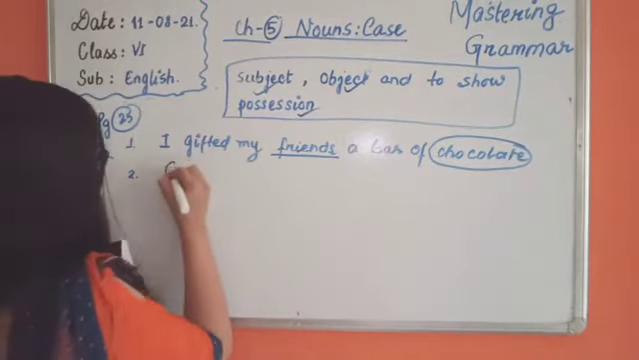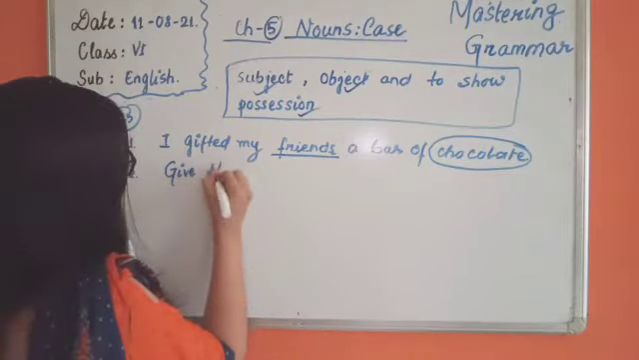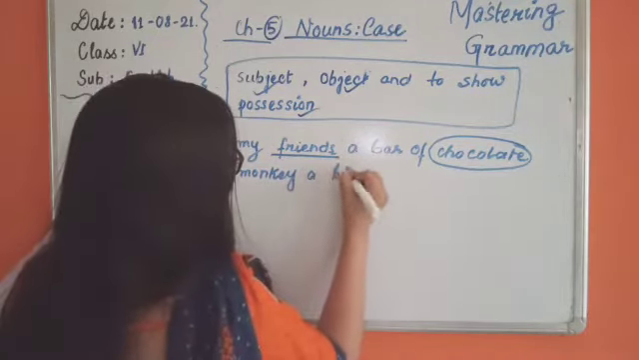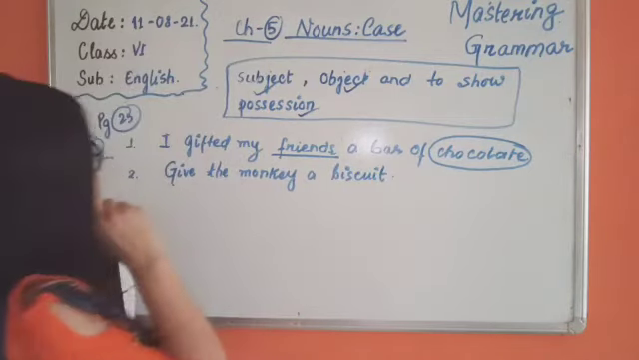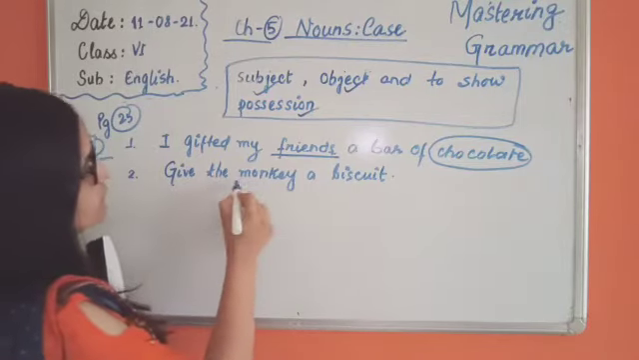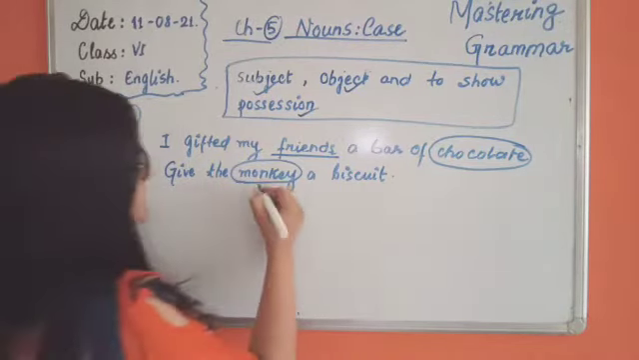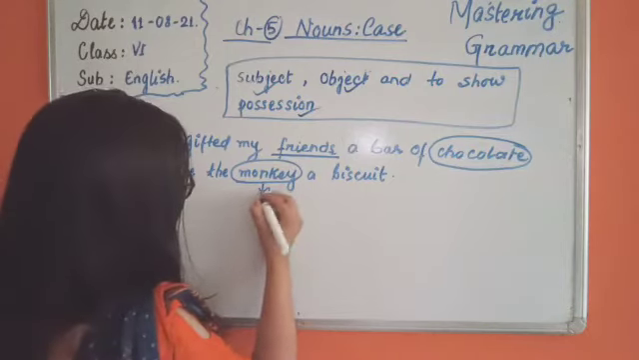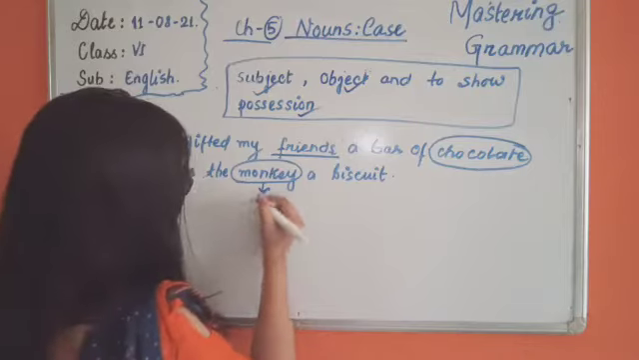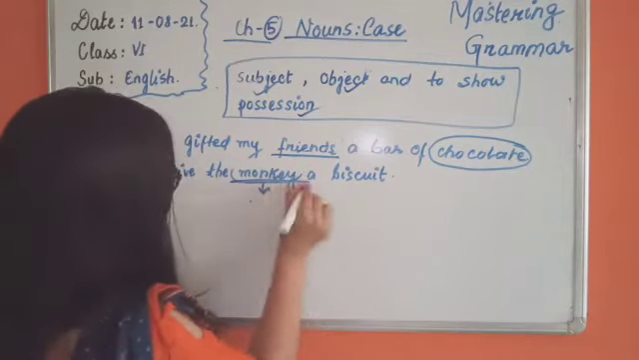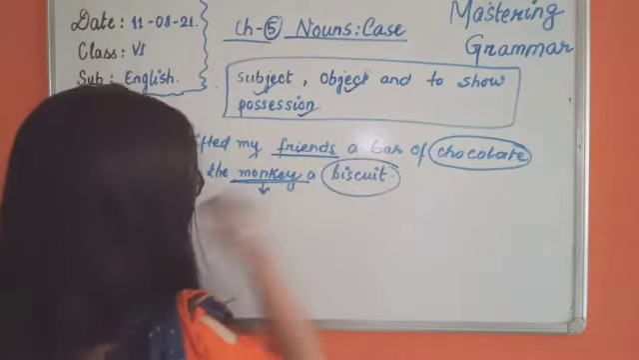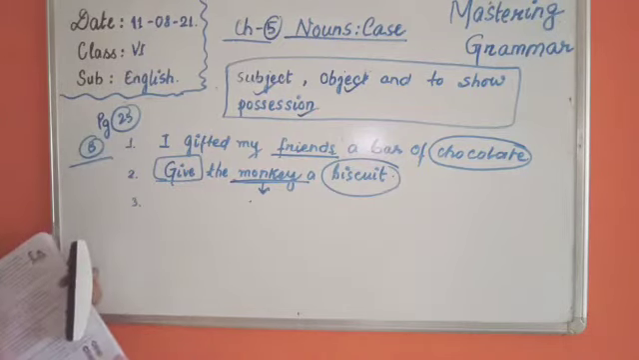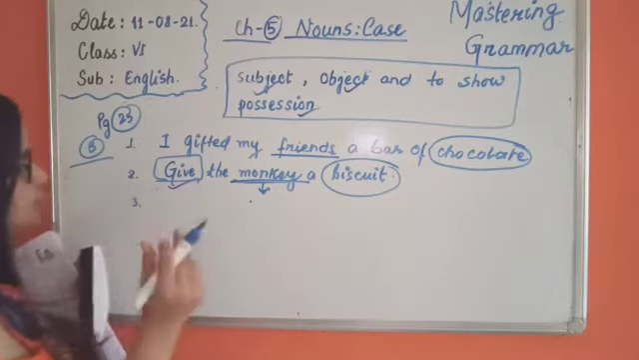Give the monkey a biscuit. Okay, now see, I am giving whom? I am giving the monkey. Okay, I know this is not a person, but yes, this is a living thing. So this is going to be my indirect object. That's why I'm going to underline this, and I'm going to circle biscuit because we are giving what? So you can also observe the verb here, children. Give. They have already told us that for give we are going to use two objects.